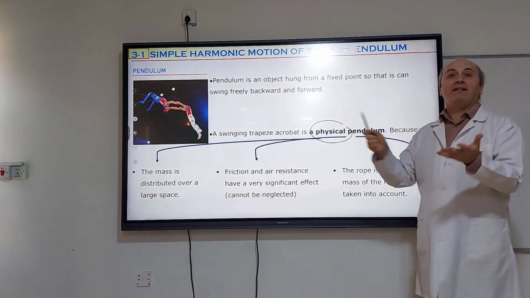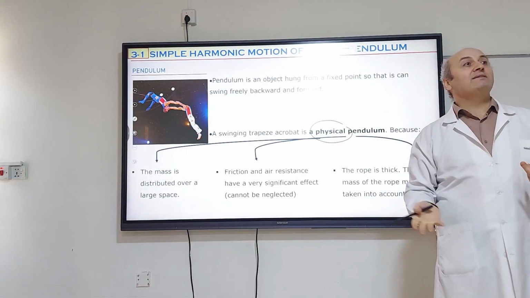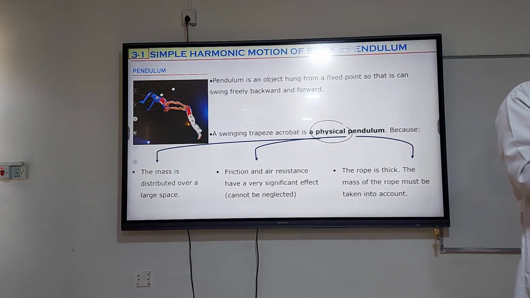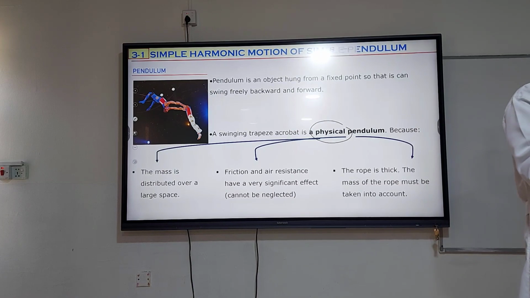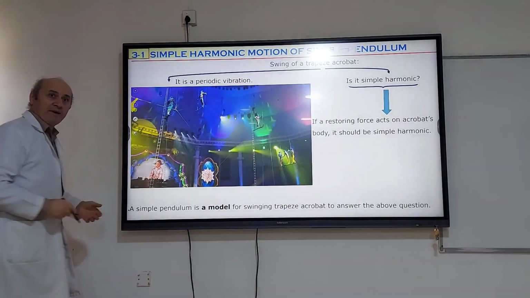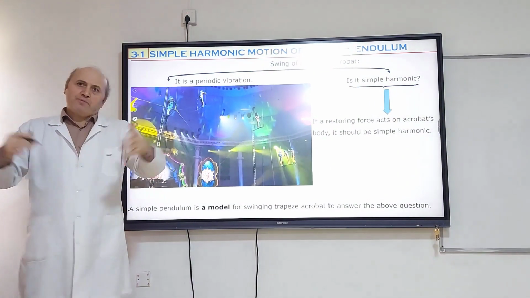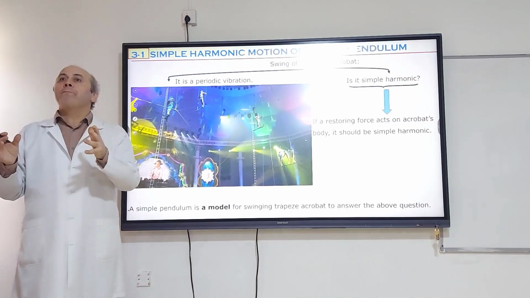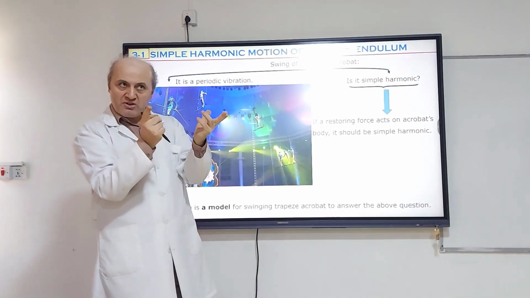You cannot neglect the mass. You cannot neglect the air resistance. That's why all of them affect the vibration. It's called a physical pendulum. Then the question: the vibration of this trapeze acrobat is absolutely periodic motion, because it's repeated motion. Is it a simple harmonic motion? We are going to try to answer this question.